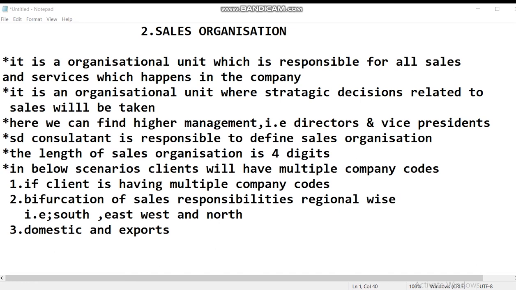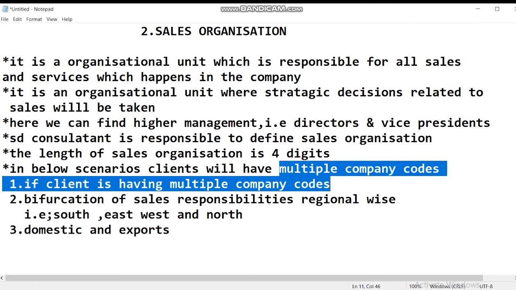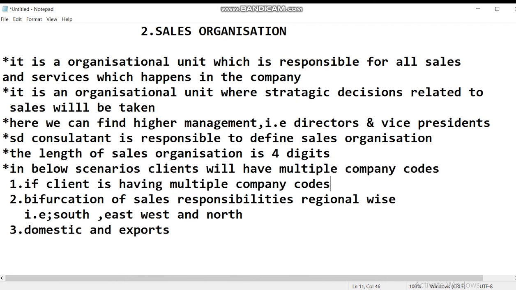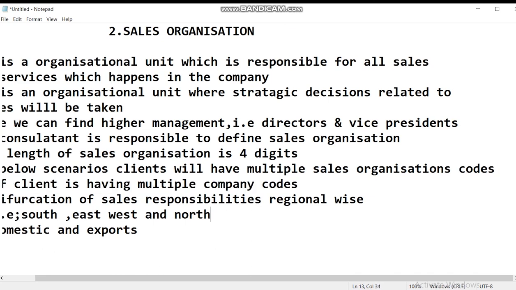And in multiple scenarios, clients will have multiple company codes at the same time. Multiple sales organizations, sorry, here I wrote multiple company codes. The length of the sales organization is 4 digits, and in the below scenarios, the client will have multiple sales organizations. Here I wrote multiple company codes, but not multiple company codes, multiple sales organizations.